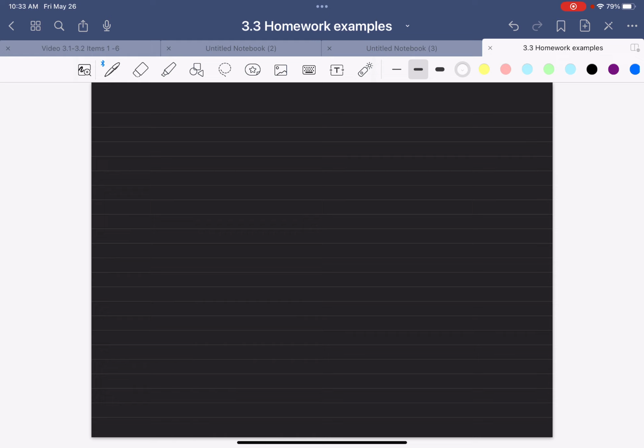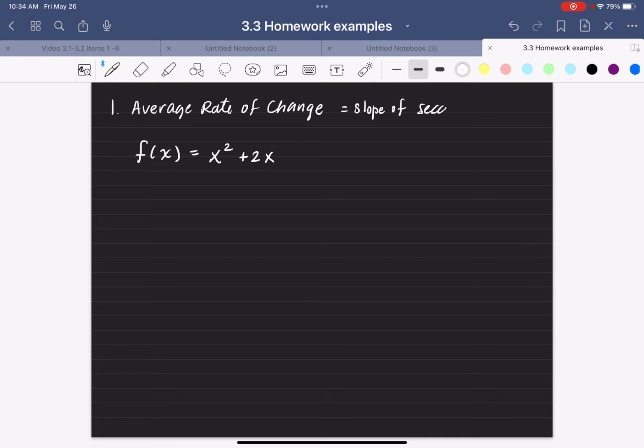So question number one asks us to find the average rate of change, and we're given a function, and that function is f of x equals x squared plus 2x. And to find the average rate of change, remember this is the same as the slope of the secant. So if the curve looked like this, we have to have 2 points to find the slope of the secant line. This is just regular slope.